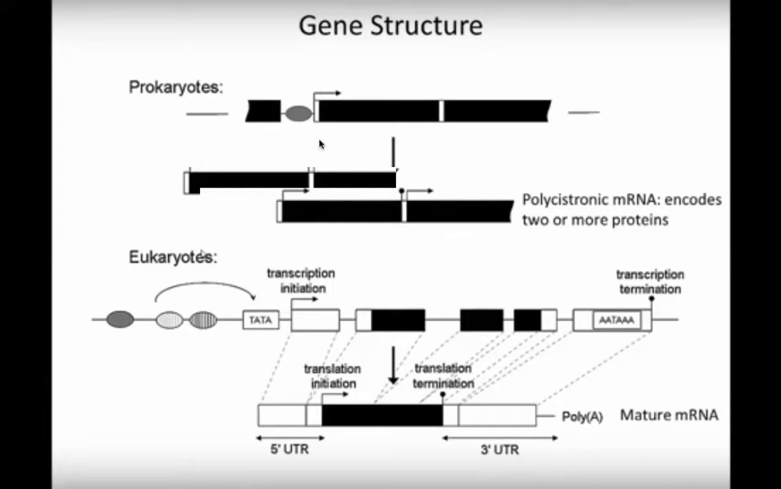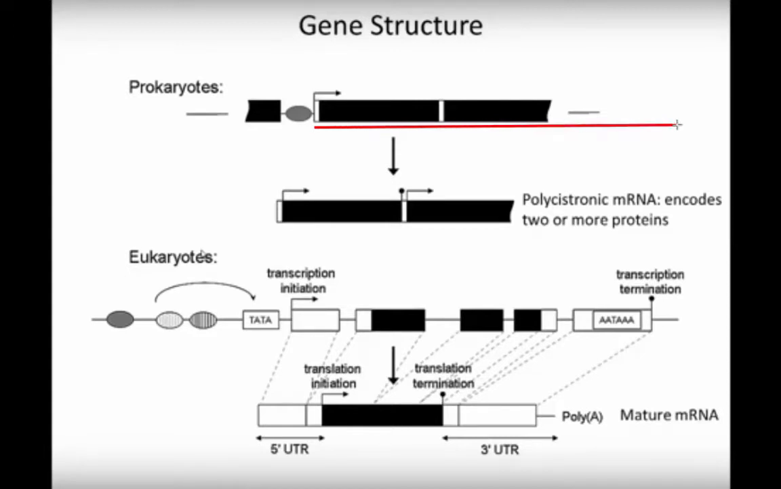So in prokaryotes, a couple of genes are normally arranged together as an operon. When the operon is transcribed, I'm going to use a red line to indicate the region of the gene that's transcribed. Basically, it's going to generate a messenger RNA molecule that includes the first gene, the second gene, and etc. from the same operon. So this is a fairly long messenger RNA molecule, and it's called the polycistronic messenger RNA.